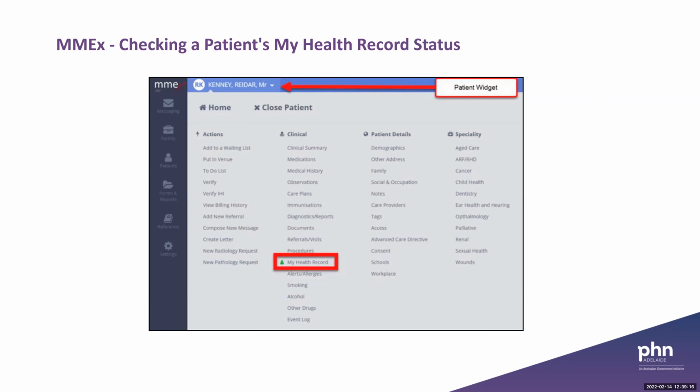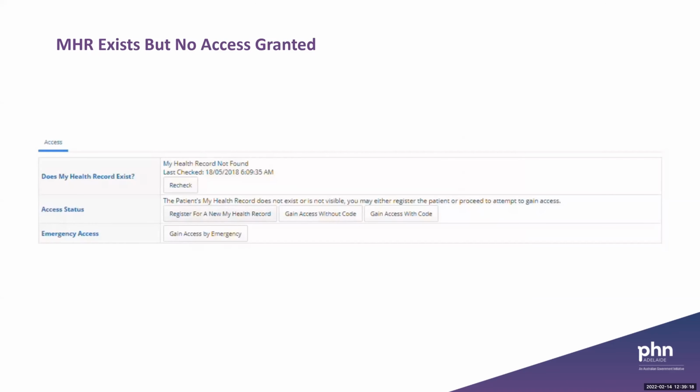So one of the causes of an error is that a patient has set an access code to their My Health record, which means that you need to ask them for that code and then enter it in. So on the right there, it says gain access for code. That's what you would select and then enter in that code. And that will be similar between different software as well, where it asks for a code. And there will also be a button there that says gain access by emergency. And we'll talk about that a bit later on.